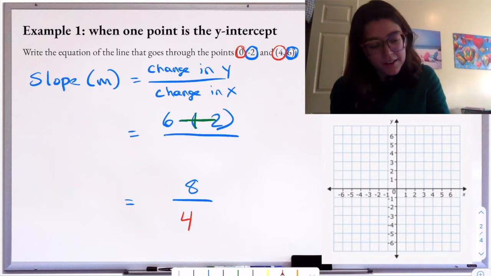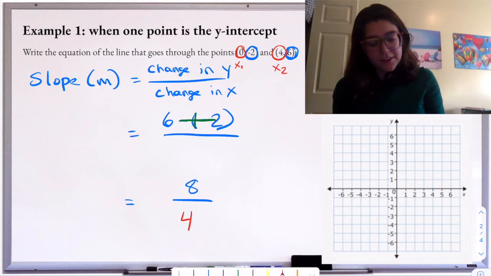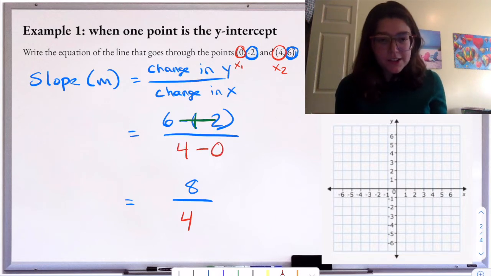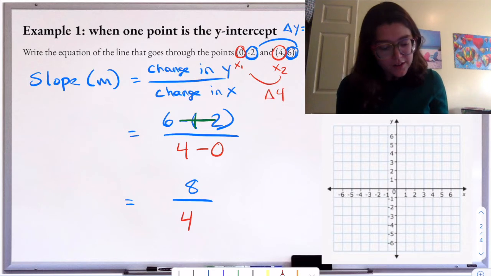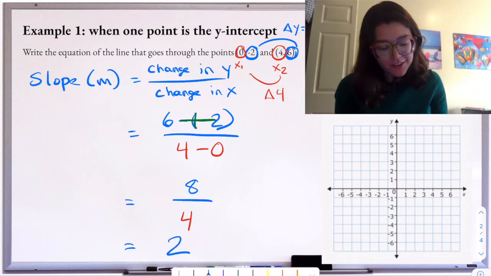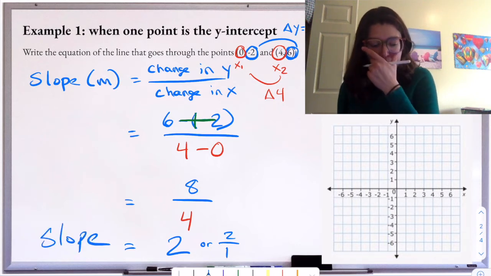But I could also subtract the first x value from the second x value, or x2 minus x1, so 4 minus 0, and I would get 4. So the change in y is 8, the change in x is 4, so that means that the slope is equal to 8 divided by 4, or 2. When we go to graph it, it's actually going to be more helpful to think of it as the fraction 2 divided by 1. Okay, so that is the slope of my line.